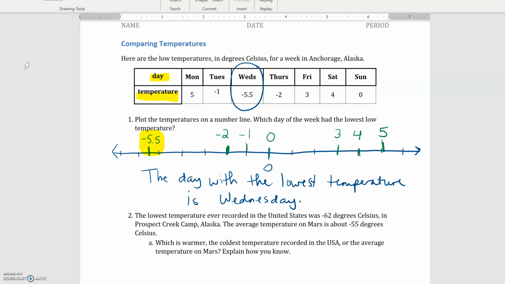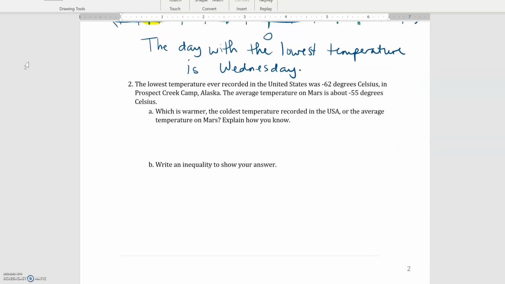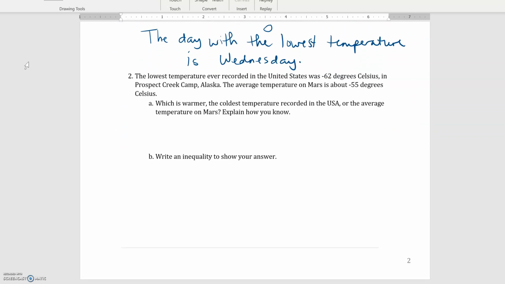Now that's one example we went through. Let's go through the next one where I'm going to support you to get started and then you'll answer the question. The lowest temperature ever recorded in the United States was negative 62 degrees Celsius in Prospect Creek Camp, Alaska. The average temperature on Mars is about negative 55 degrees Celsius. Question A says, which is warmer? The coldest temperature recorded in the USA or the average temperature on Mars?